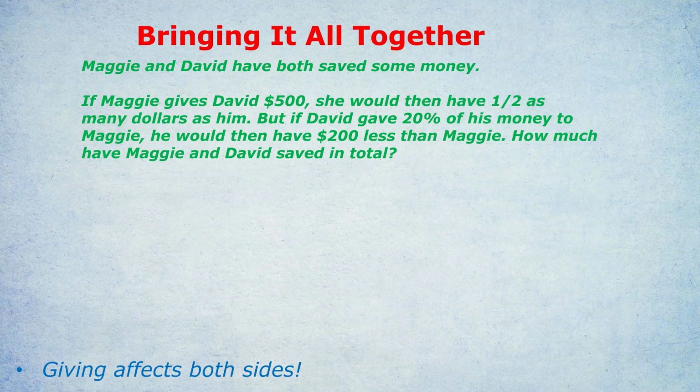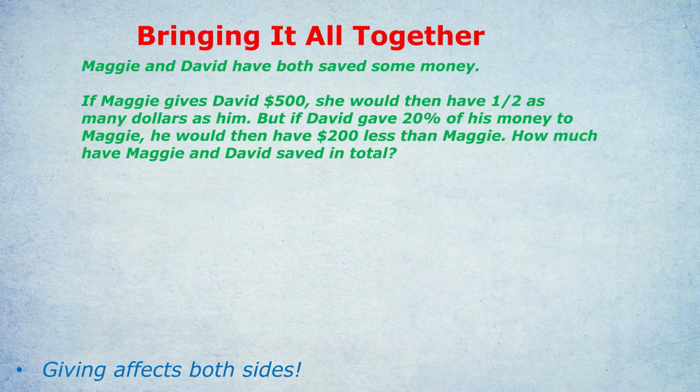Let's first read the question, but not get too intimidated by all the complications. Maggie and David have both saved some money. If Maggie gives David $500, she would then have half as many dollars as him. But if David gave 20% of his money to Maggie, he would then have $200 less than Maggie. How much have Maggie and David saved in total?